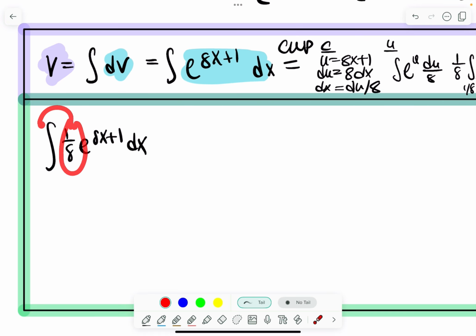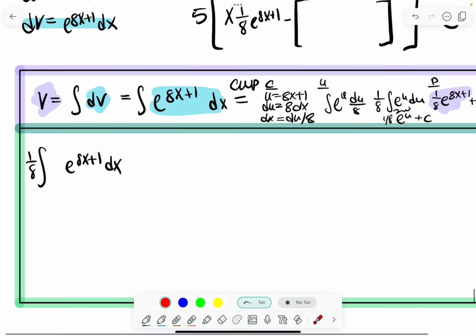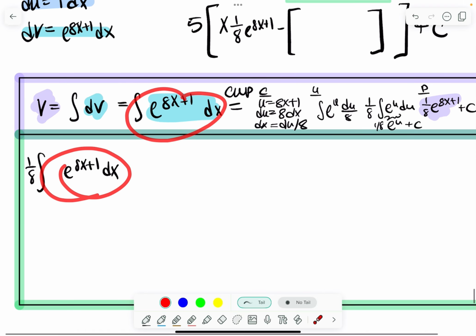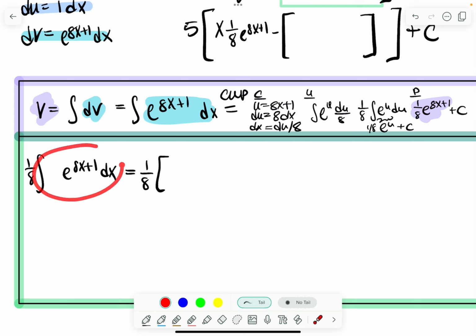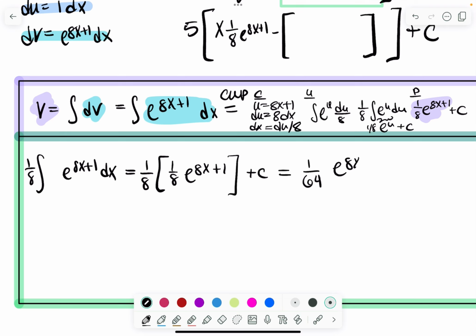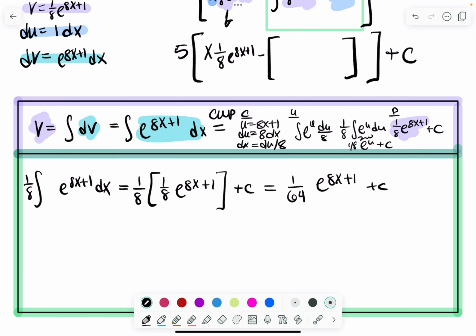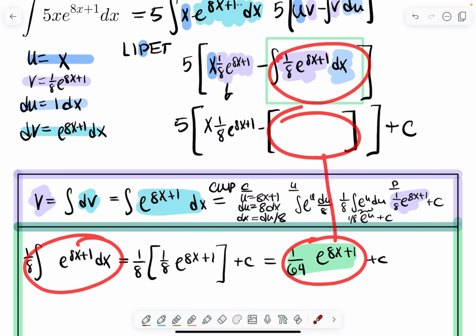First thing I notice, the 1/8 is a constant, it can be brought out. Then I notice that this is literally the same integral as this, and I already have the answer. So it's 1/8 times the answer of this integral, which is over here. So that's going to be 1 over 64 e to the 8x plus 1 plus C. This is what we were trying to find, and this answer goes right here.